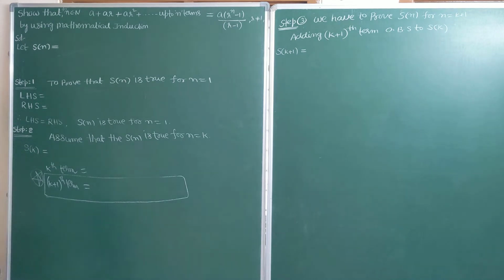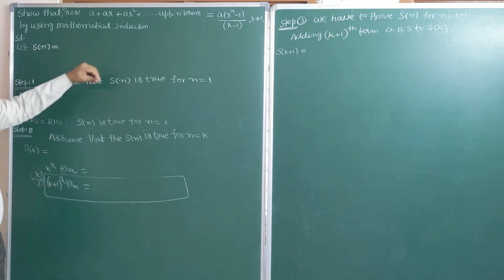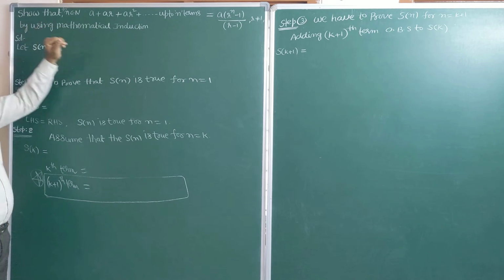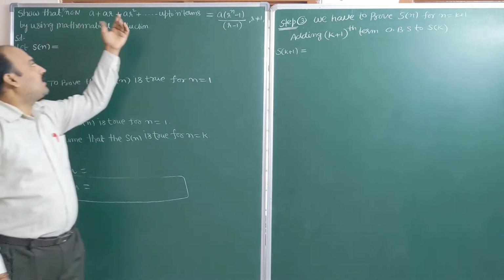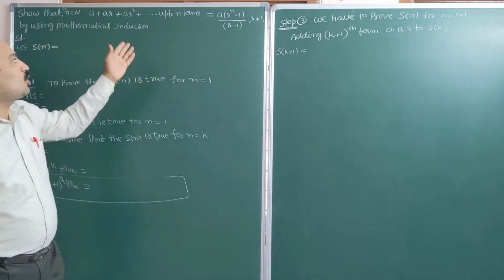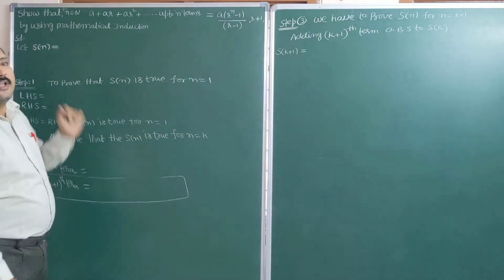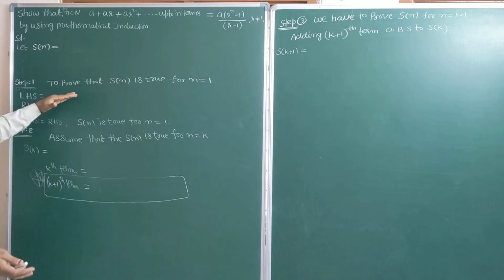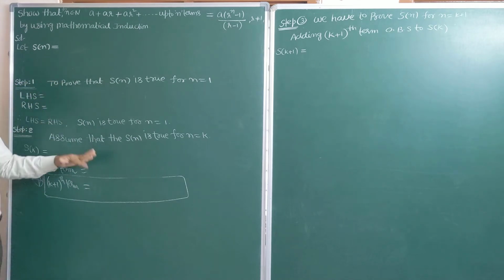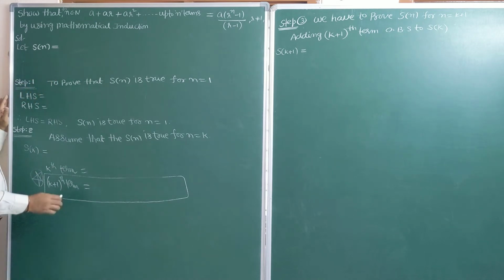Yeah, dear students, this is geometric series. Show that for n belongs to N, a plus ar square plus and so on up to n terms, equals a into (r power n minus 1) by (r minus 1). So in the previous question we are continuing now. So the same steps are there; to reduce the explanation time, I am utilizing it in this way.